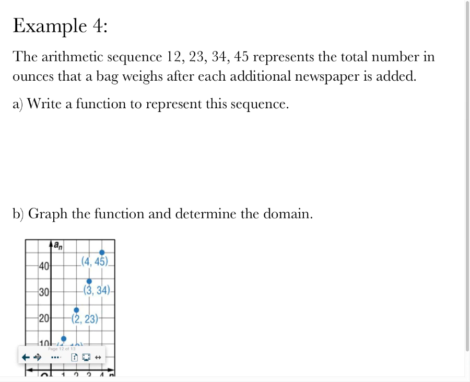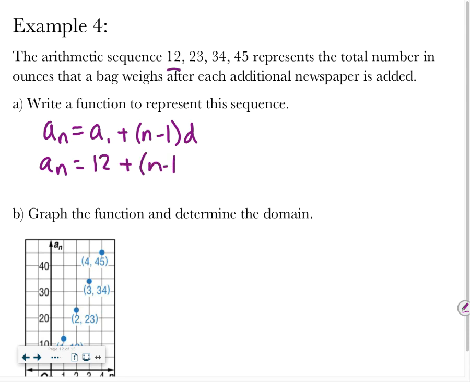Example 4, the arithmetic sequence 12, 23, 34, 45 represents the total number in ounces that a bag weighs after each additional newspaper is added. Write a function to represent this sequence. So again, we start with our generic sequence. A sub n equals a sub 1 plus n minus 1 d. So then we have a sub n equals, our first term is 12 plus n minus 1.